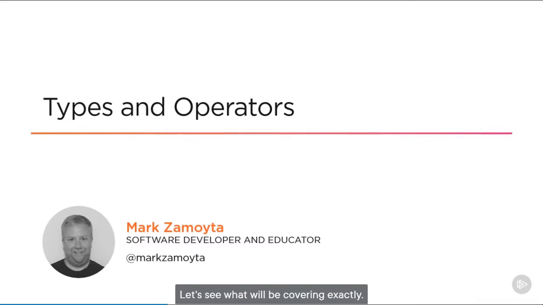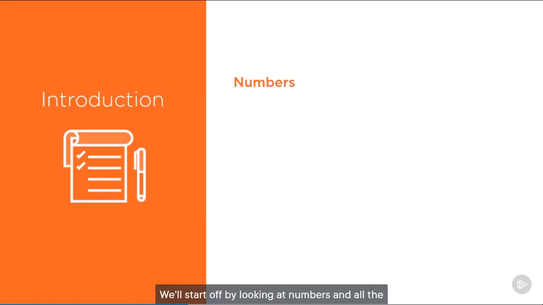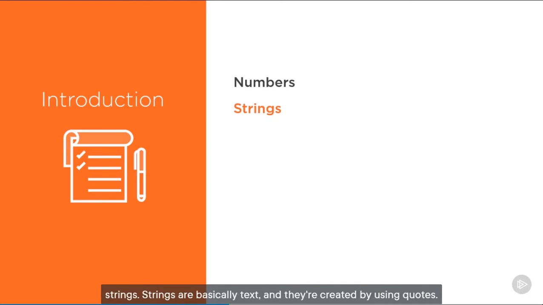Let's see what we'll be covering exactly. We'll start off by looking at numbers and all the operators associated with those. Next, we'll look at strings. There are several different ways to use strings. Strings are basically text, and they're created by using quotes, whether it's single quotes, double quotes, or backticks. We'll see how to work with these.